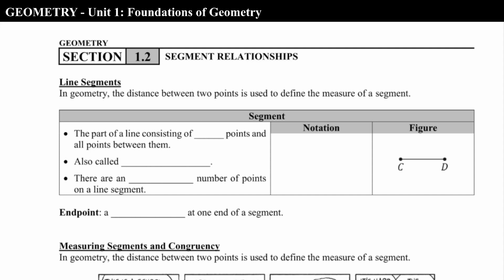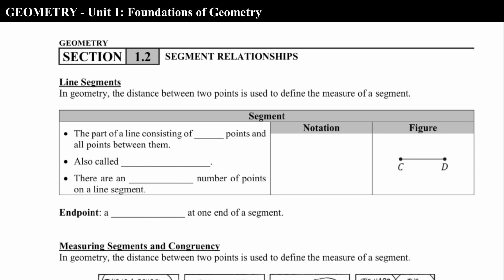Welcome to the Unit 1, Section 2 video on segment relationships. So in the last section we talked a little bit about our basic figures in geometry: points, lines, and planes. Well, we're going to go a little bit deeper into lines and talk about portions of lines, and that is a line segment. So let's start off by talking about what a segment is.